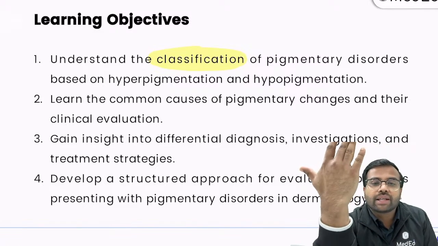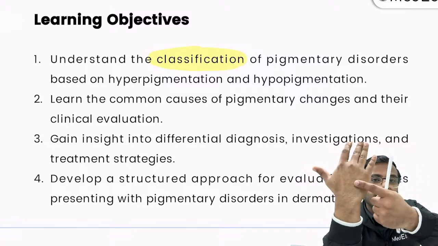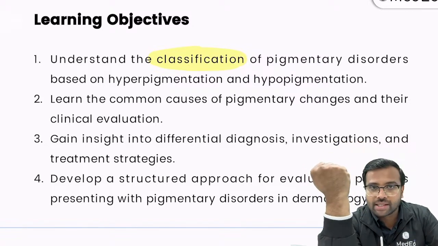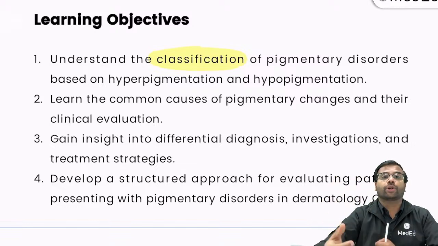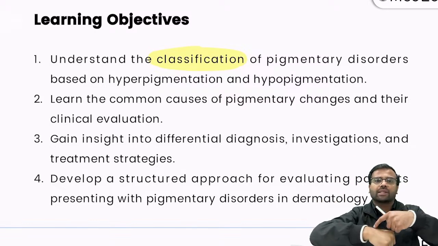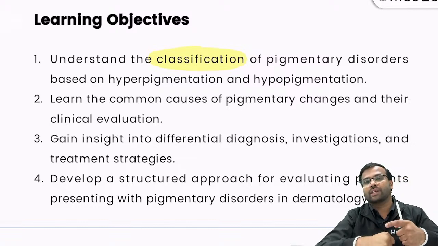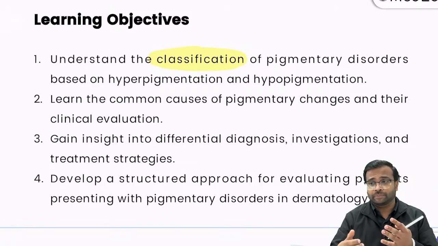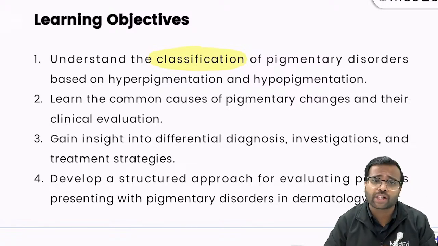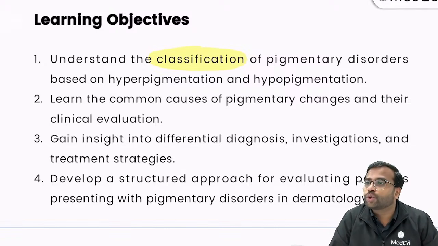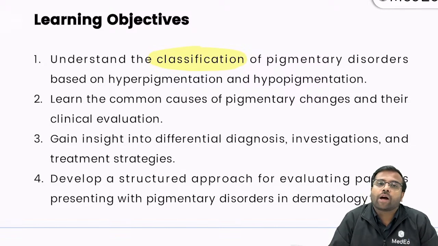So whenever there is something that is darker than the normal skin or something that is lighter than normal skin, that is how the patient will come to you. That there is something in my skin. Now this is brown in color. This is blue in color, isn't it? Or it can be hypopigmented as well.